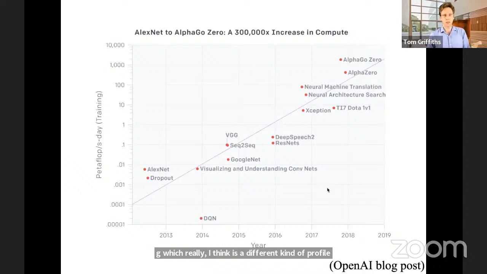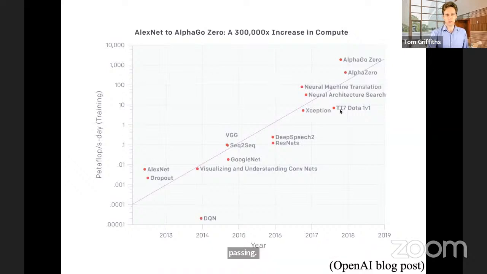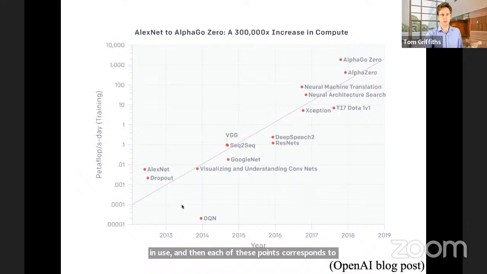This is just an illustration of this, from a blog post that was put out by OpenAI. It's looking at the amount of computation, and equivalently the amount of data, being used in training some of these machine learning systems as a function of time. On the horizontal axis, you can see years passing. On the vertical axis is the amount of compute being used. Each of these points corresponds to some recent breakthrough in AI and machine learning. The critical thing here is that this vertical axis is on a logarithmic scale. So there's an exponential increase in the amount of computation which is being used in driving these successes.